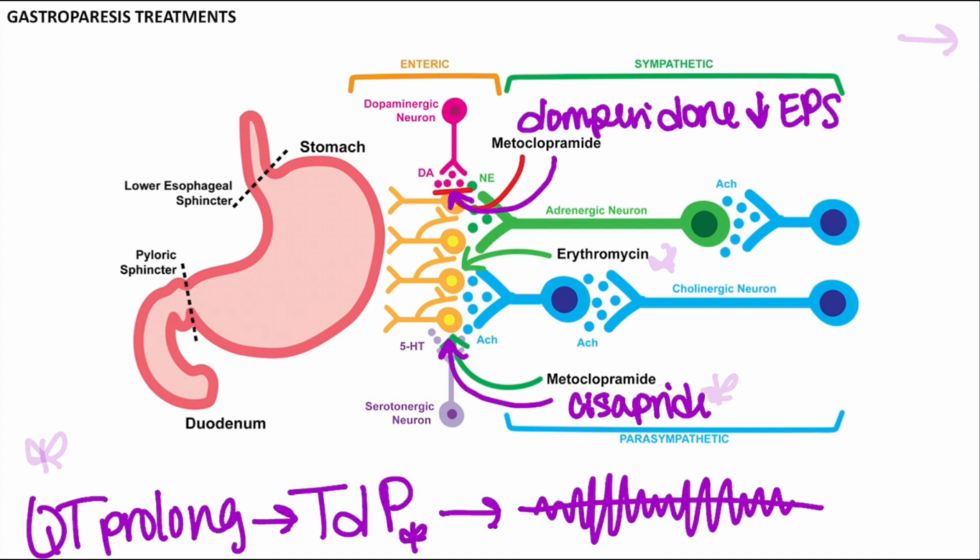So now talking about side effects for a second. You will see QT prolongation a lot as a potential side effect, but not all QT prolonging drugs carry this sort of similar risk of arrhythmia. So the more a drug prolongs the QT interval, the more likely to trigger an arrhythmia or torsades.